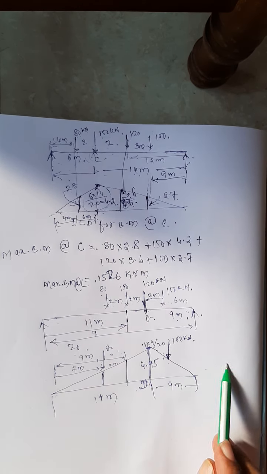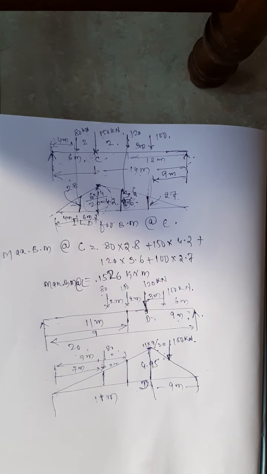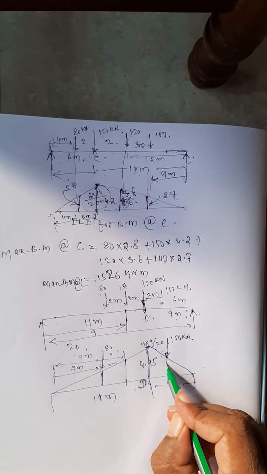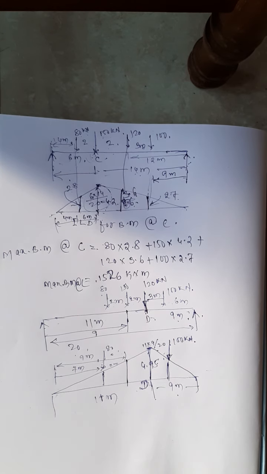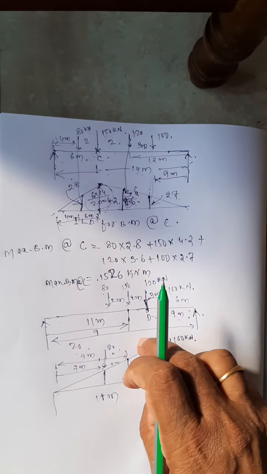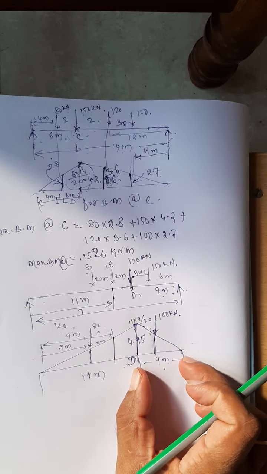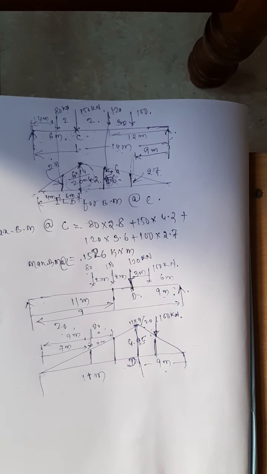Location and ordinates under the loads are given to you. Ordinates are to be calculated here actually. This number, how are you calculating it? Similar triangle property: 4.95 divided by 9 into 6 is equal to, yes, you got it as 3.3.